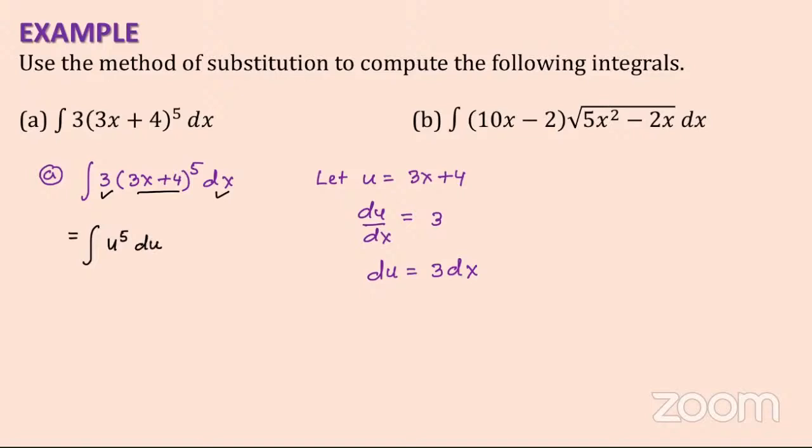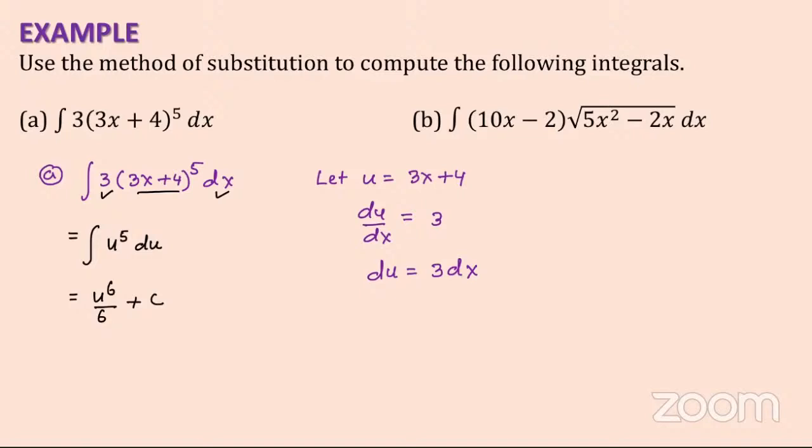So now you can clearly see that this complex integral, which is 3 times (3x plus 4) raised to 5, is simplified to this one, u to the 5. And it's easy to integrate u to the 5 using the power rule, right? Power rule for integration: we increase the power by 1 and divide by the new power. So that becomes u to the 6 over 6, then plus the constant of integration.